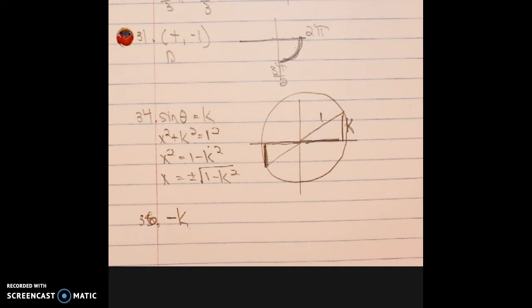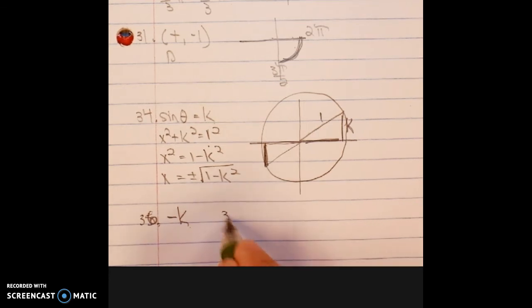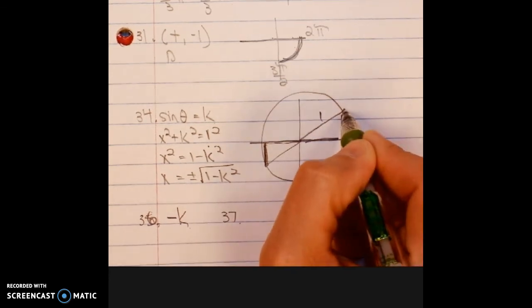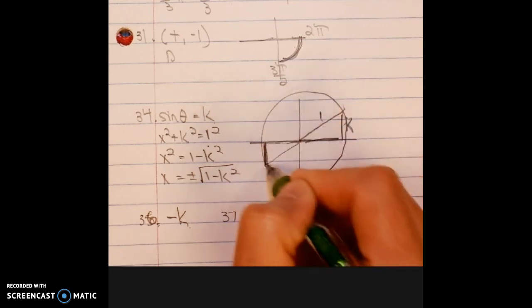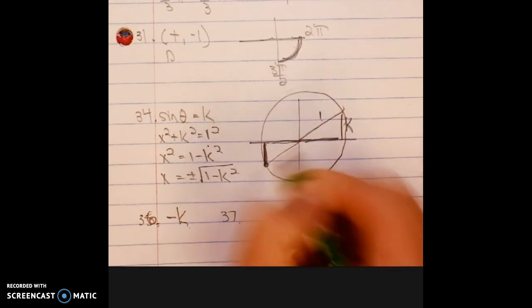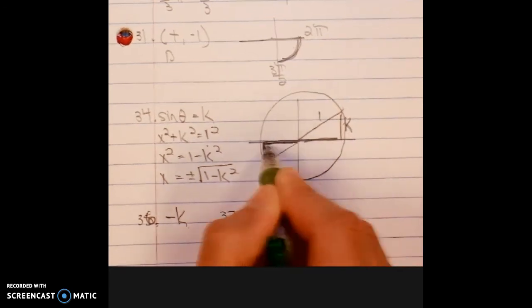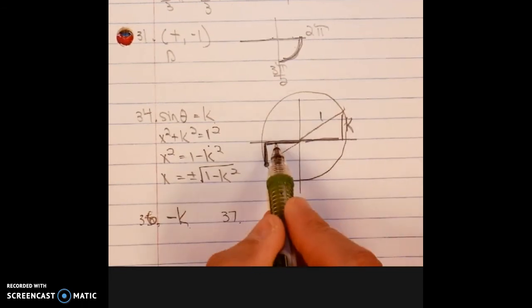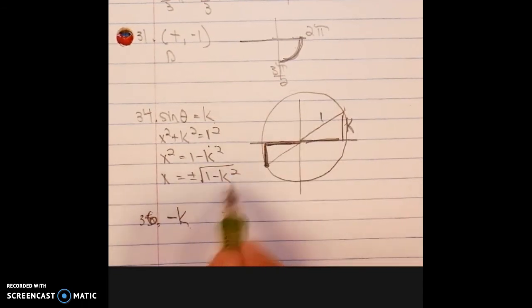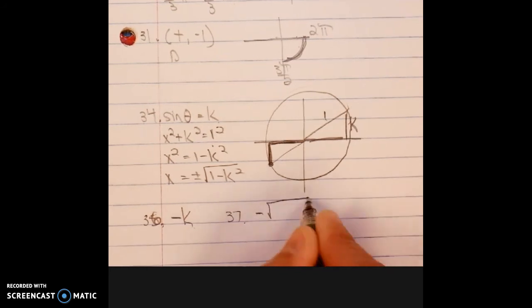Let's go to 37. 37 says I'm going to theta, and then I'm adding pi, so that means I actually end up here, but in this case they want the cosine, which is this length right here. Notice it's negative because you're going to the left, and it's the negative of that square root.